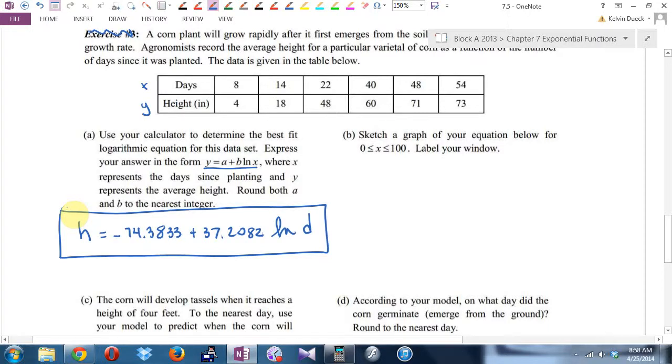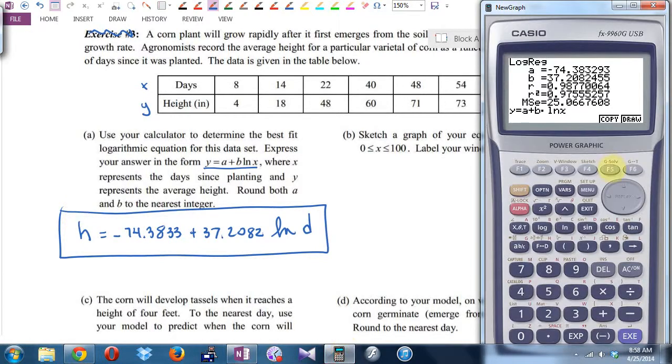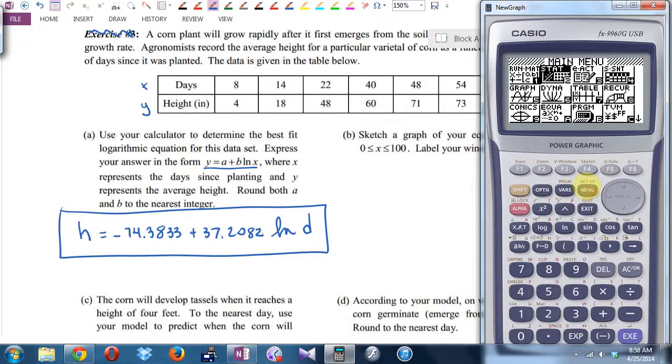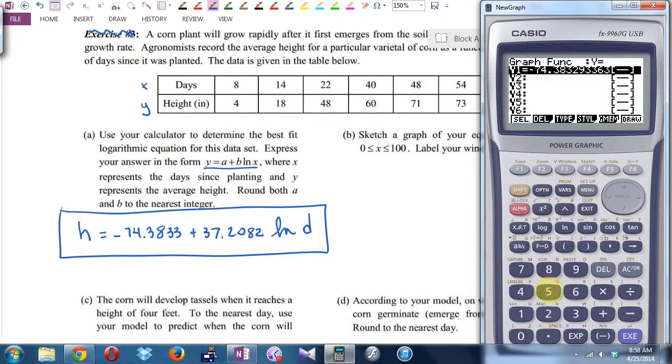It says sketch a graph of your equation below. So now instead of saying the scatter plot, it wants to see the actual graph. So let's copy this equation. Let's go to the graph menu. Turn the equation on. Only they've been very specific. They want me on the x-axis to graph from what to what? 0 to 100. So I'm going to change my view window, which is Shift, F3.